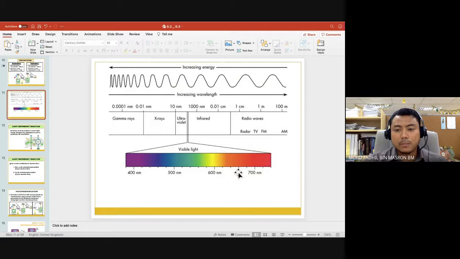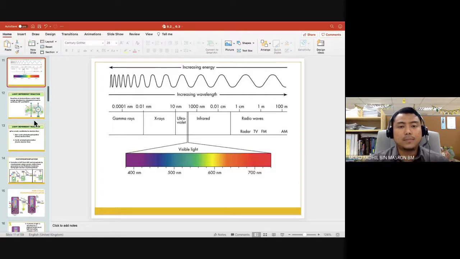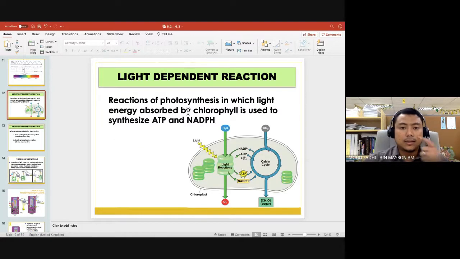So 680, right? Wait a moment. 600, 620, 640, 680 over here. So roughly around here. This is the whole wavelength spectrum that you have learned, especially in physics. Visible light is only this small part here, and then infrared, UV, X-ray, radio wave and so on. Okay, so that's about that.